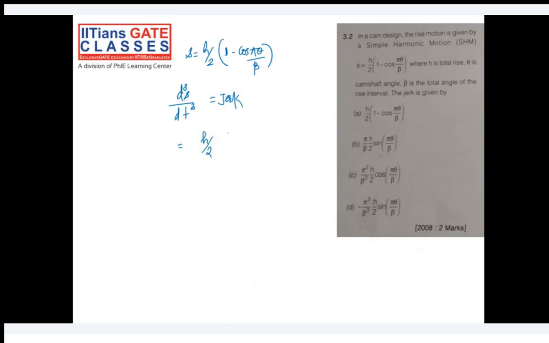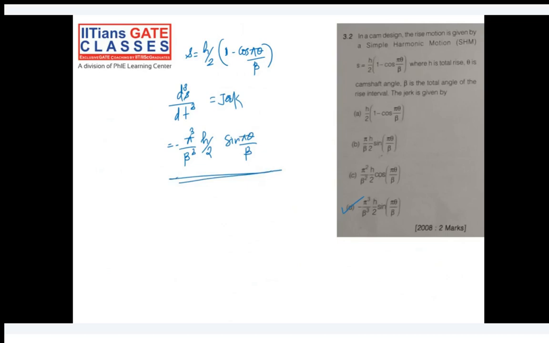Differentiation of cos gives a minus sign, so minus minus will become plus. So sine of pi theta by beta, and into pi by beta will come. This is your first derivative. If you take the second derivative, it will become pi square by beta square. If you take the third derivative, it will become pi cube by beta cube, h by 2. First derivative is sine, second derivative is cos, third derivative is again minus sine. So basically it will be like minus sine pi theta by beta. Which option is correct here? Option D, correct. Just by looking into the options, you can take it.